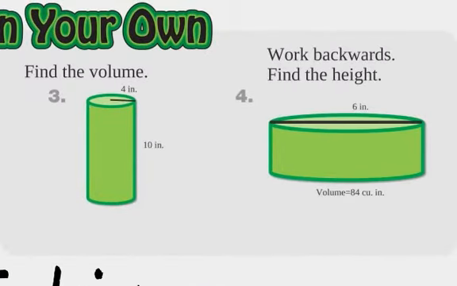Why don't you do these two on your own? Find the volume of the left cylinder and find the volume of the right. On the right problem, you are working backwards, so you're going to give me the height of this. Notice that this is the diameter and not the radius, okay?